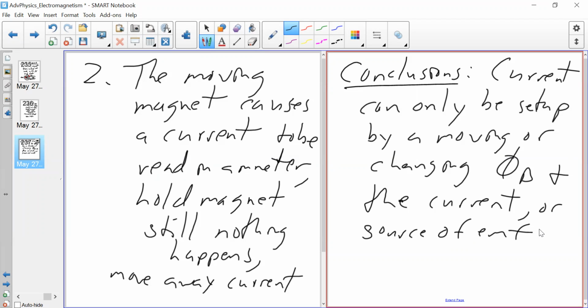That's why I drew that incorrectly. Let me go back. Let me write this up and go back and change one small thing. So here we are. Conclusions. Current can only be set up by moving or changing magnetic flux, and the current or source of EMF must be in a direction to create an opposing magnetic flux.